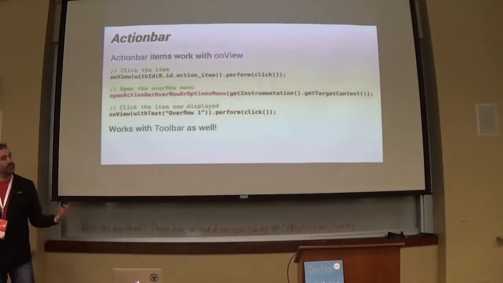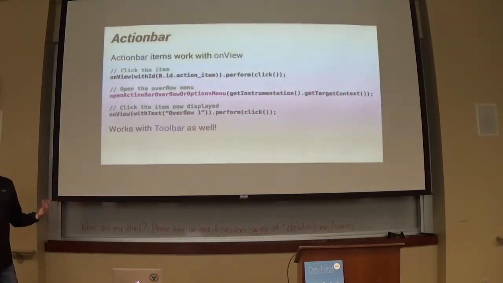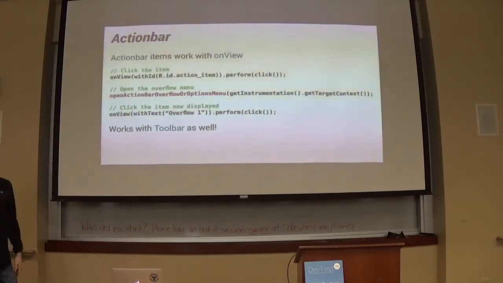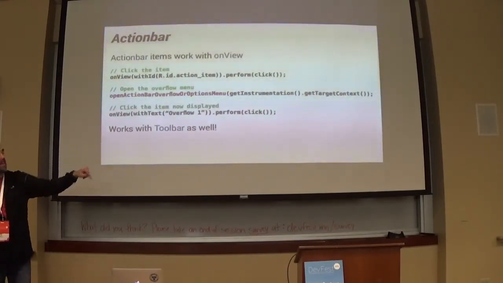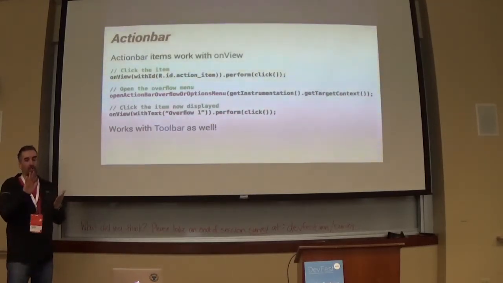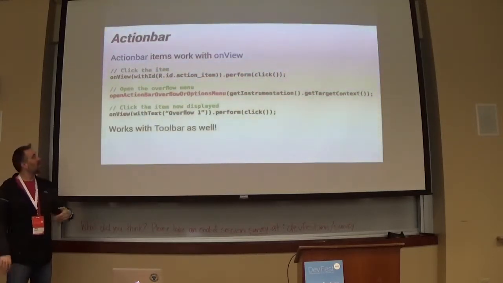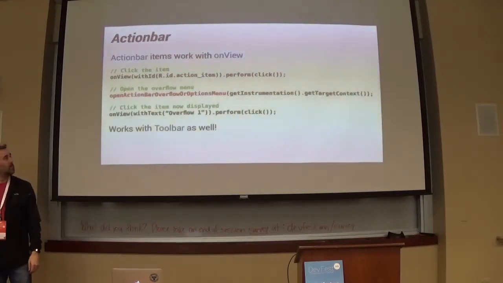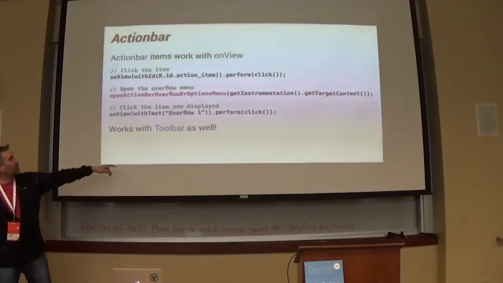The action bar. You can use onView on menu items in the action bar just like you would a normal view if they're visible in the action bar. If they're not visible in the action bar, you've got to use another entry point, open action bar overflow options menu, and you actually have to use the instrumentation API to get the target context. But that will open the overflow menu, so then the menu options will appear. Once you've got the overflow menu, then you can just use onView again to click on the overflow menu options. And it works with the new toolbar as well.